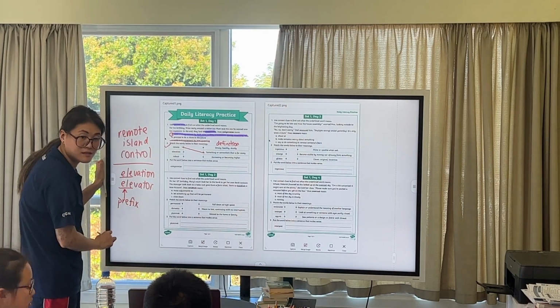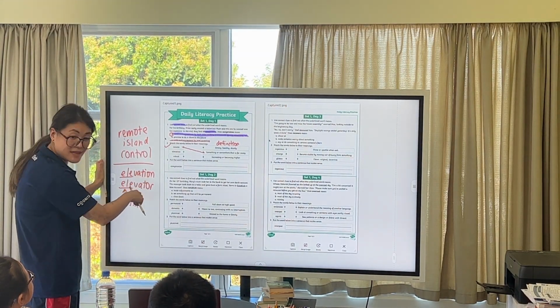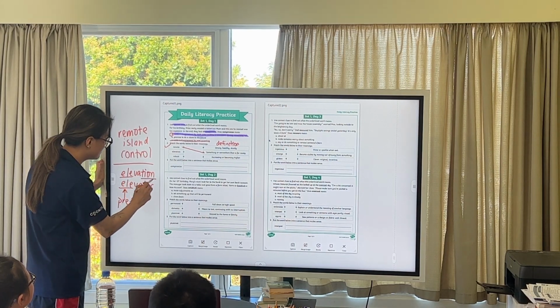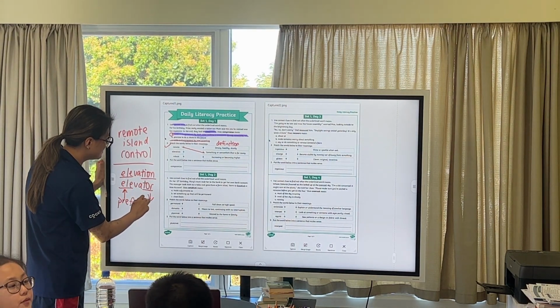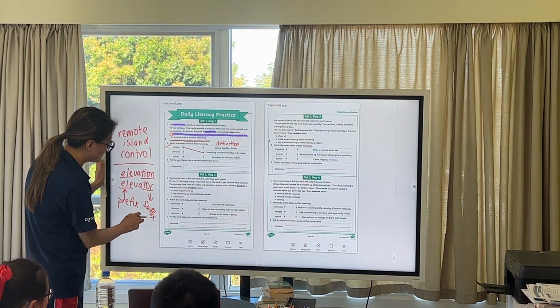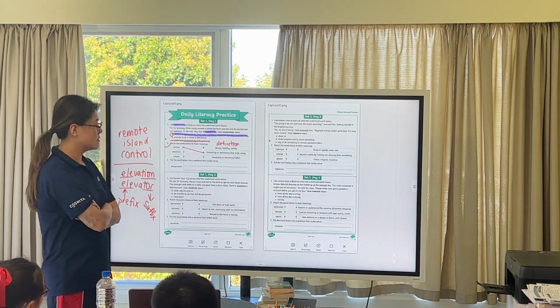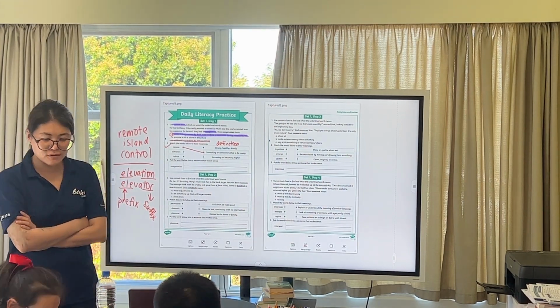Do you know what prefix is? Goes in the front. Yeah, prefix. What goes in the end? I thought you were talking to me. The end is suffix. Suffix. Okay, so let's write that down so that we can remember that for next time, okay? So, connections we can make with language.